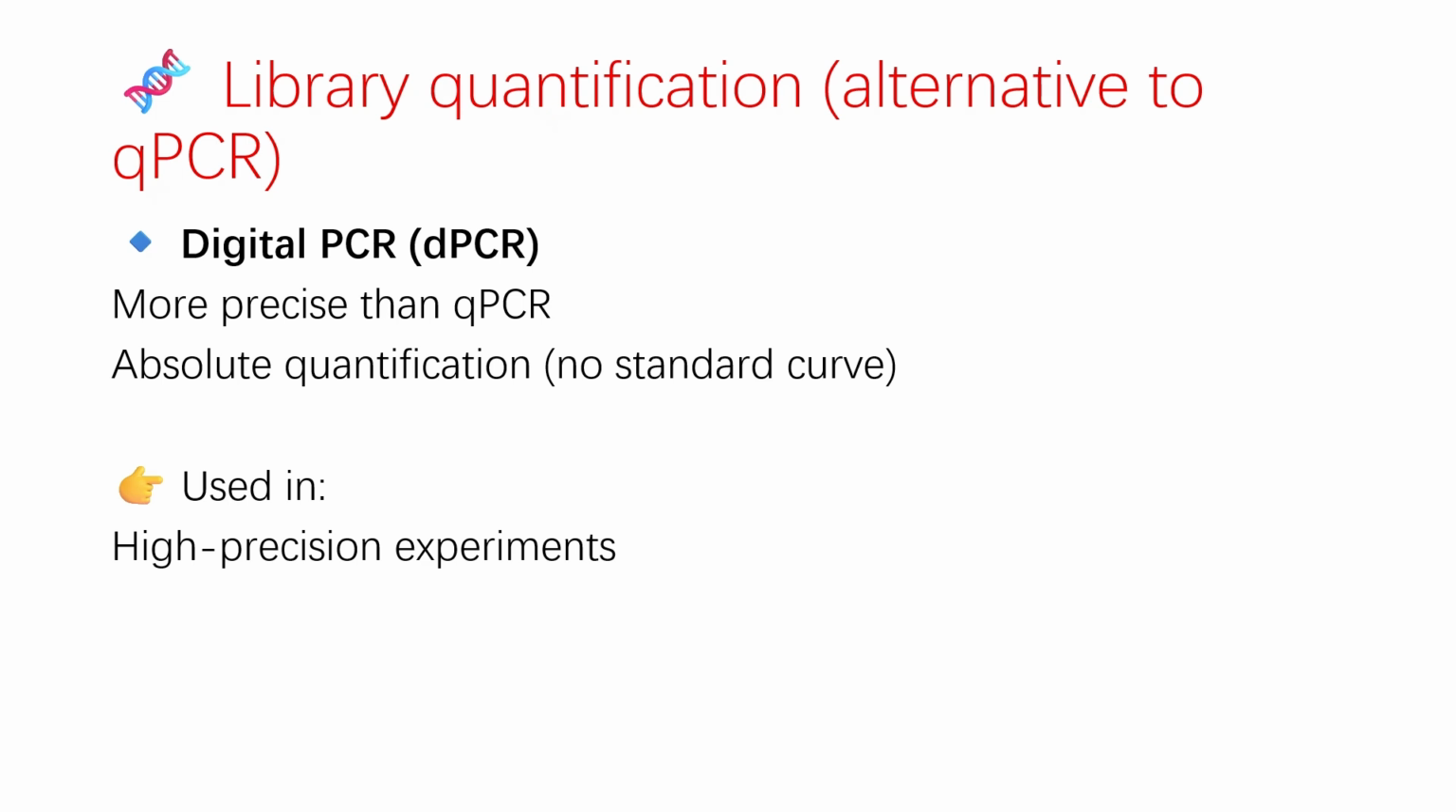Unlike traditional PCR, dPCR partitions a sample into thousands of tiny reactions, allowing absolute quantification of DNA without a standard curve. By counting positive versus negative partitions, it provides highly precise and sensitive measurements. This makes dPCR especially useful for low-abundance targets, rare mutations, and validating sequencing libraries with high accuracy.